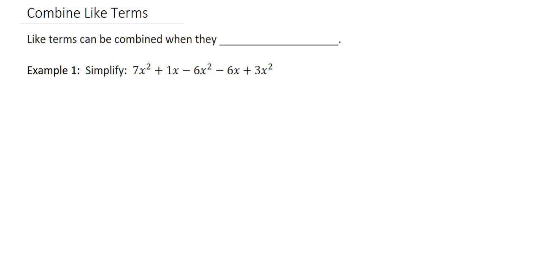Combine like terms. Like terms can be combined when they are exactly the same. So what does that mean? Well, write x squared and x. These could not be combined because these are two different things, right? It's like apples and oranges. X squared is a whole different thing than just x.